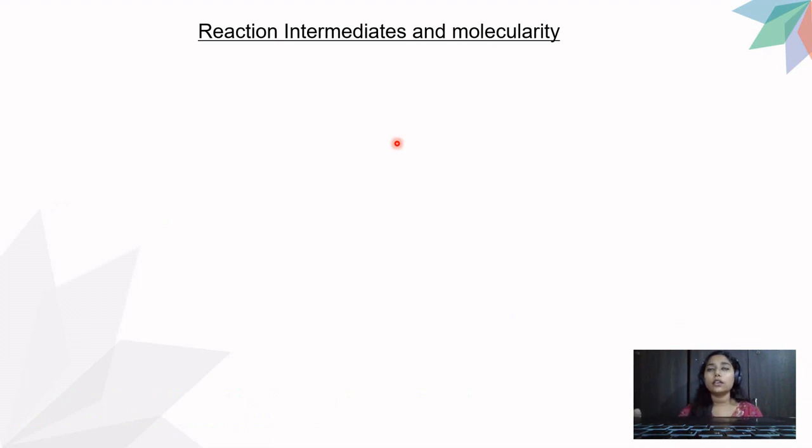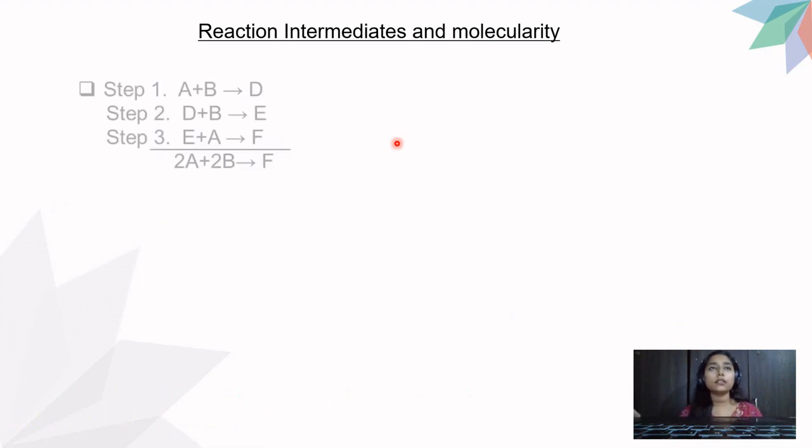I'll move to the next topic, which is known as reaction intermediates and molecularity. For this, I'll again take the last example from the last slide. Here you can see that the reaction has taken place in 3 steps, as I explained earlier. The thing to be noticed here is that D is being formed in the first step and it is being consumed in the second step. Similarly, E is being formed in the second step and it is being consumed in the third step.